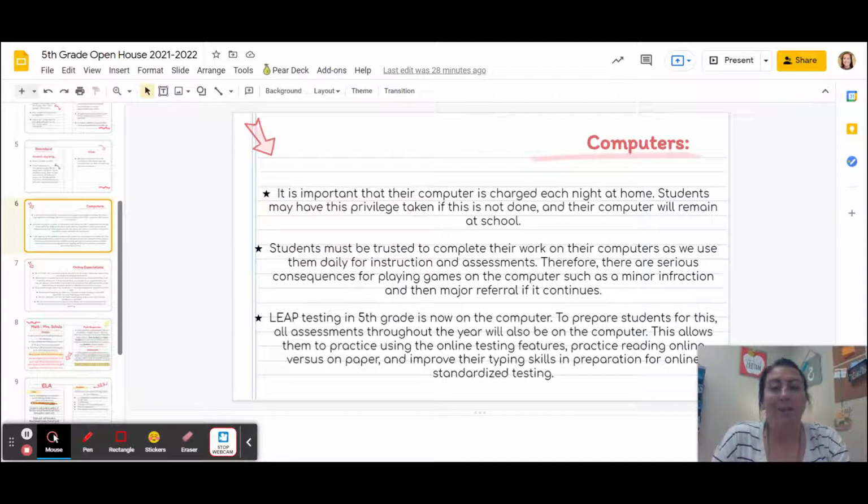LEAP testing in fifth grade is now on the computer. So to prepare students for this, all of our assessments throughout the year will be on the computer. This allows them to practice using the online testing features, practice reading online versus on paper, and improve their typing skills in preparation for online standardized testing.